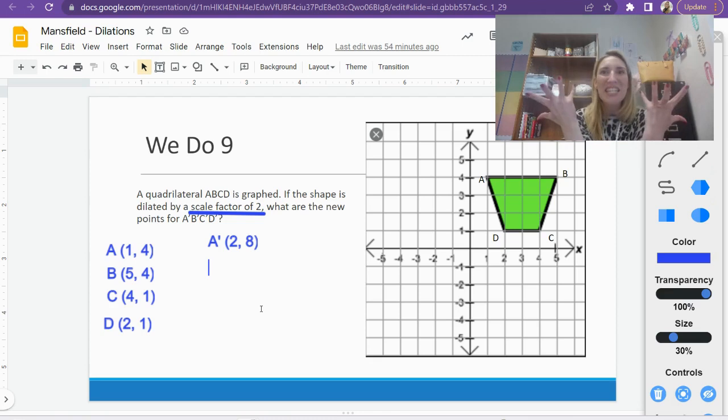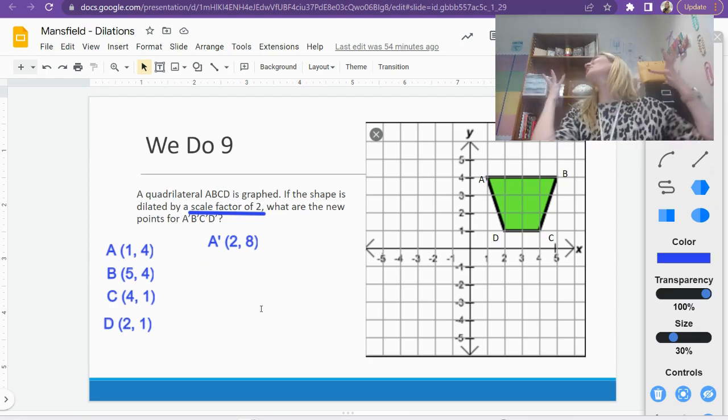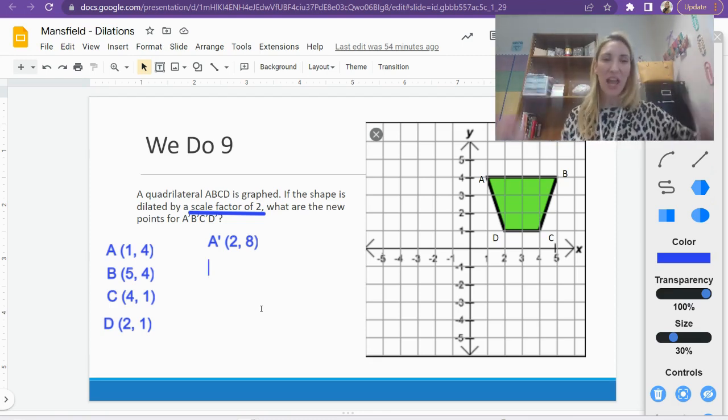How easy is that? I think dilation is one of the easiest ones. I really like dilation. I like multiplying. I don't have to think about up and down and right and left and x and y and positive and negative. It's all multiplication. It's all the same number, right?